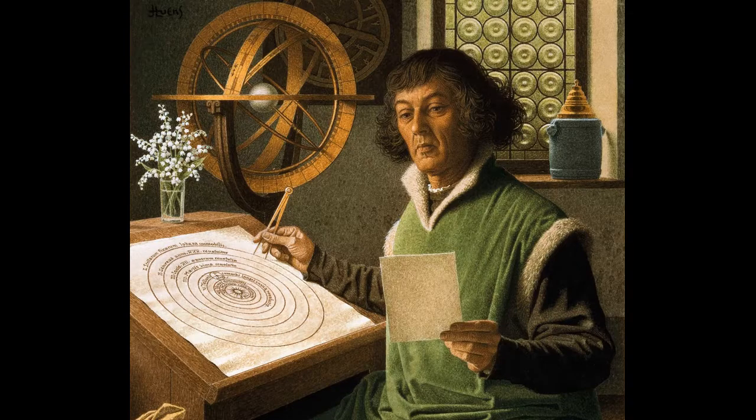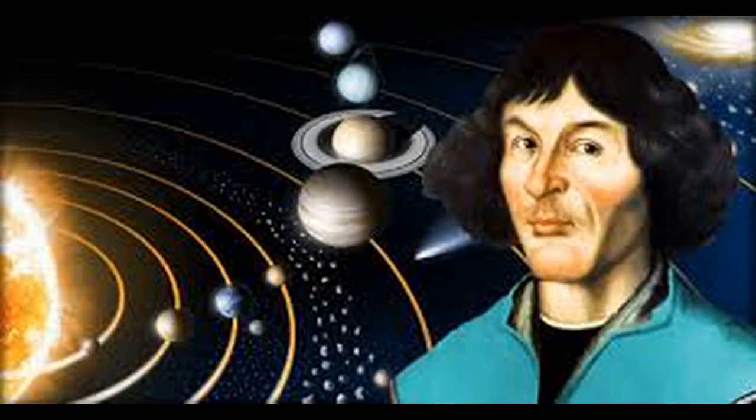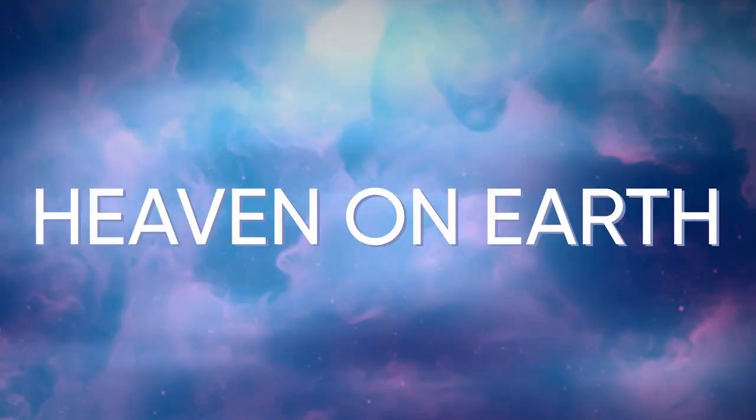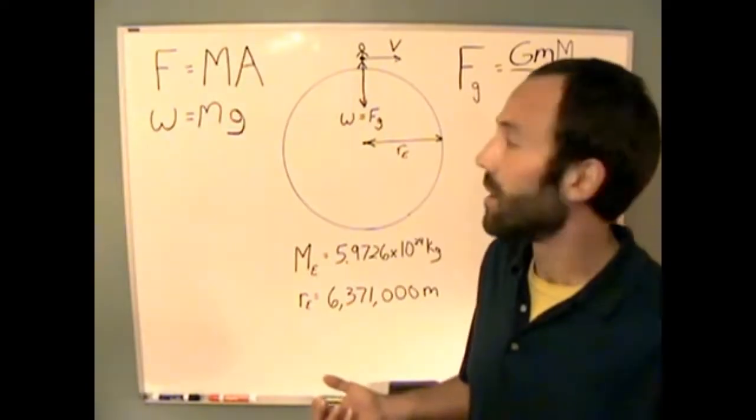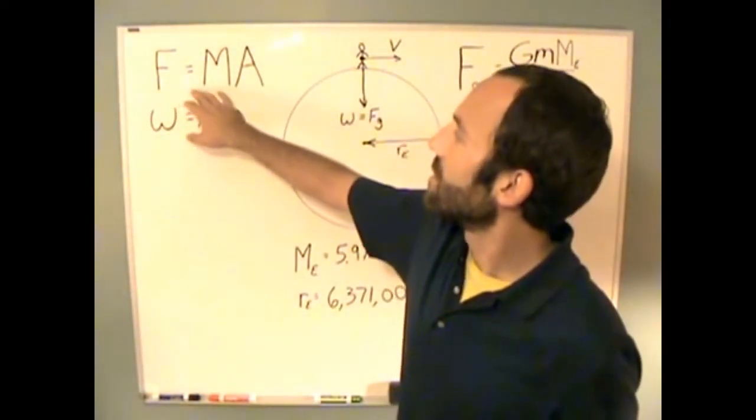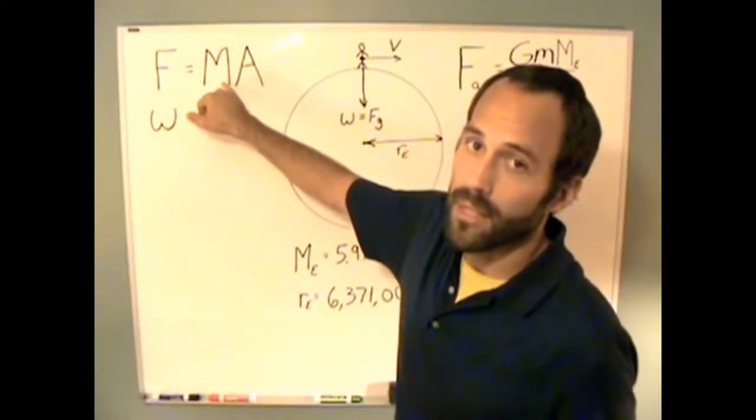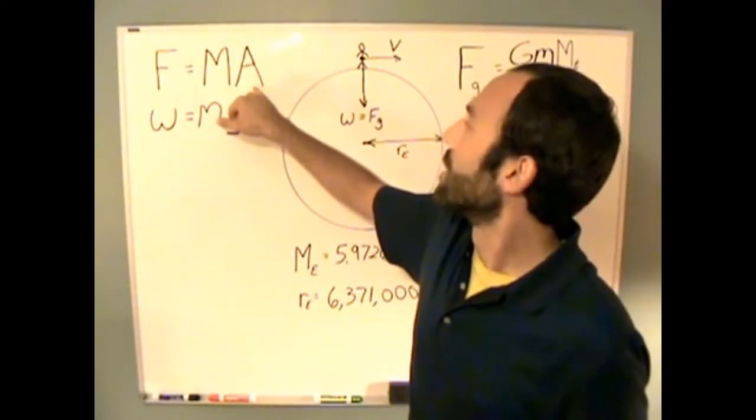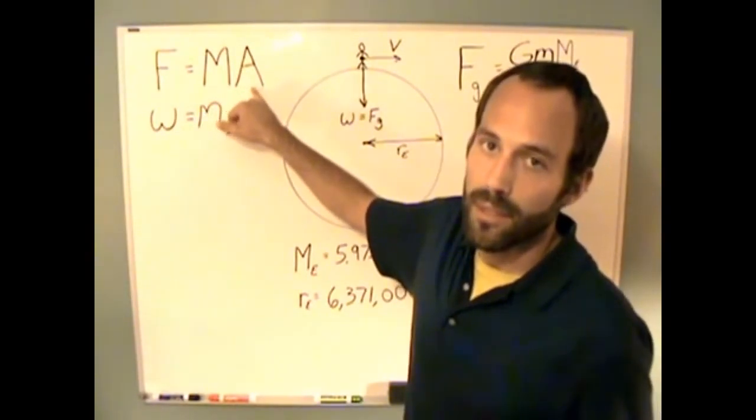And since his boy Copernicus, 150 years prior, had come up with the solar system, he knew that he needed to come up with an equation that would not only work on Earth, but would work throughout the universe. Okay? And so what this equation says is that the force acting on an object is equal to the mass of that object multiplied by the acceleration that the object is experiencing.